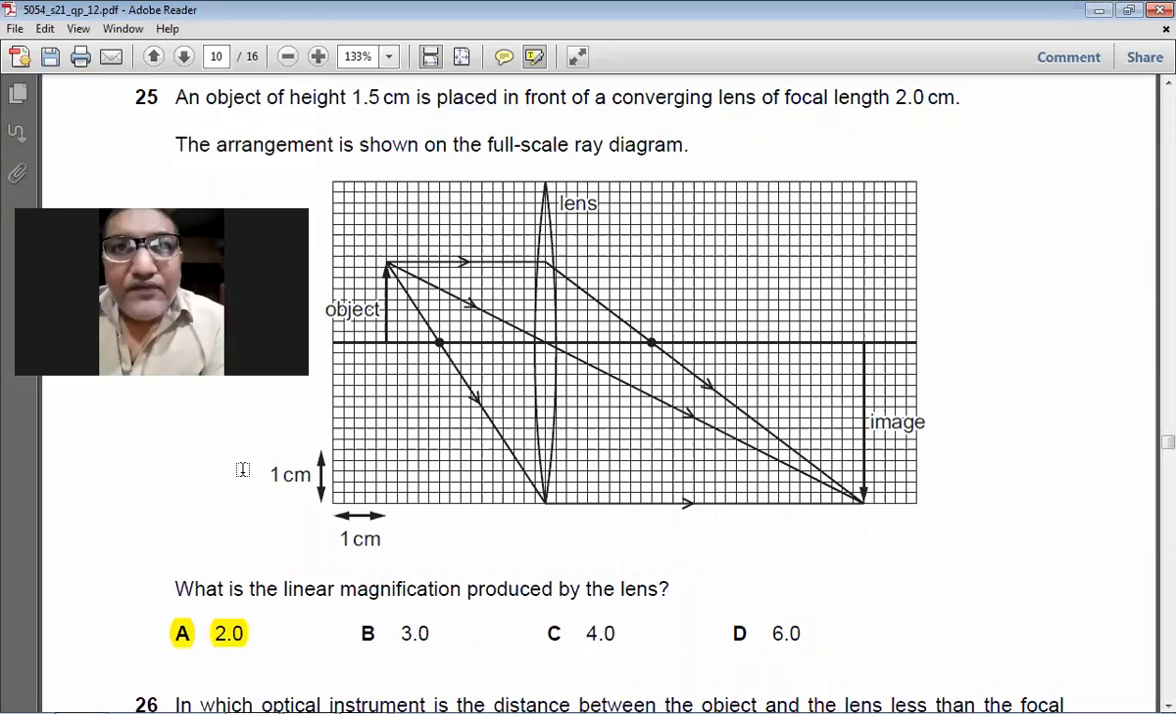You can use the other formula also, that is the distance of the image. You can count here, this is the optical center. You can count up to this point, and that is the distance of the image, and the distance of the object will be from here to here. You can count the squares. If you have the hard copy, then it's not a difficult thing.